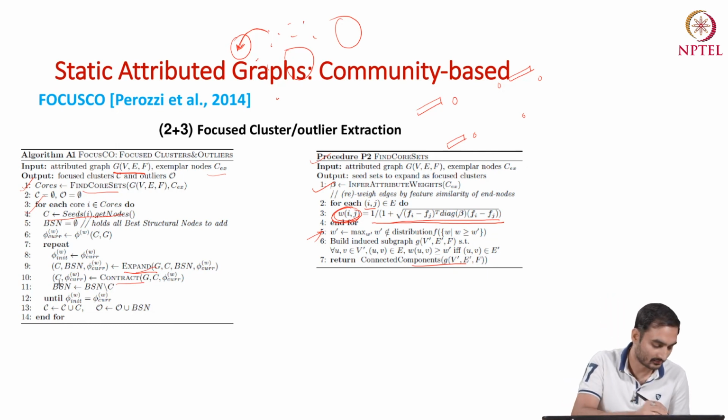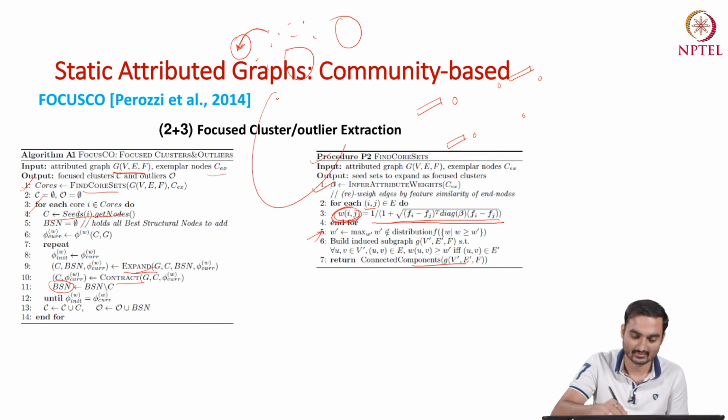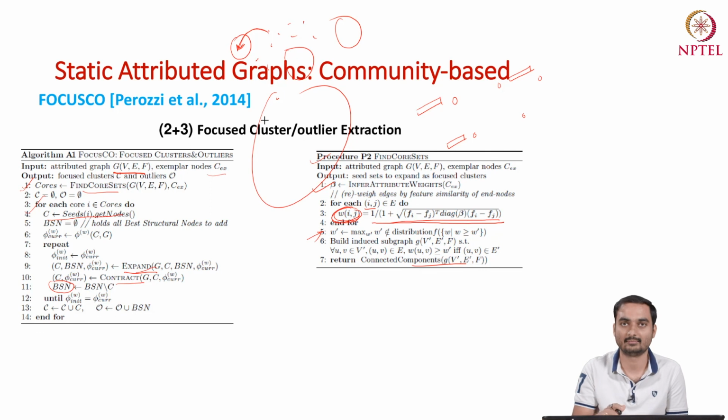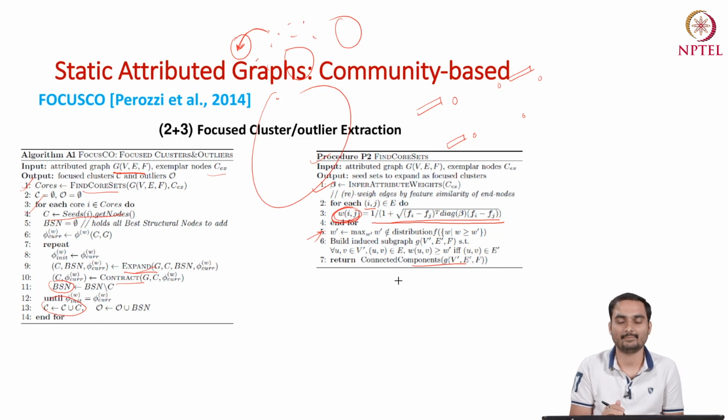And we call these nodes BSN. BSN is a superset, standing for based structural nodes. Among the BSN set there are some nodes which are also similar attribute wise, so they would be included in the core set. But those which remain in the BSN set after the iteration would be the outliers. So, this is all about the FocusCO algorithm.